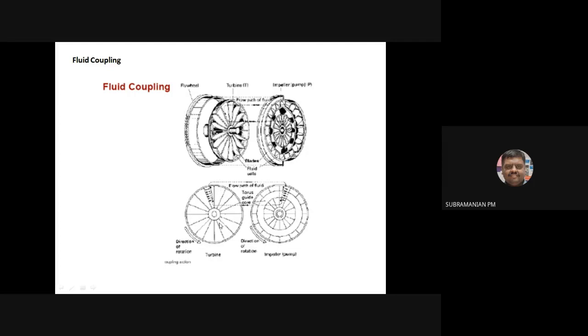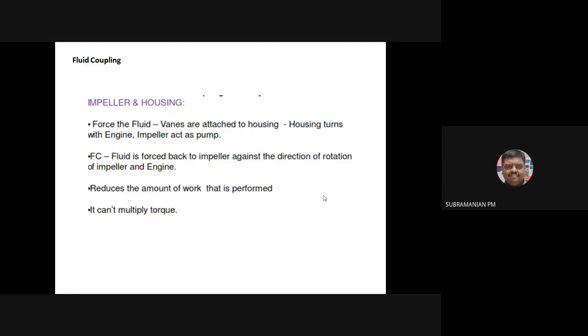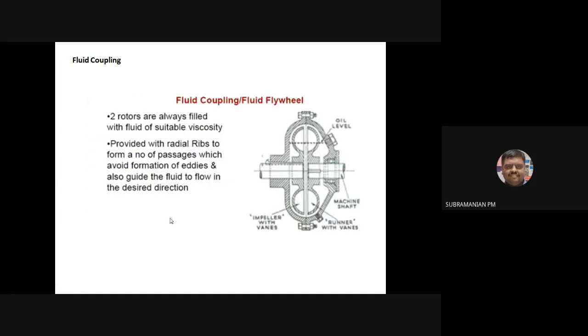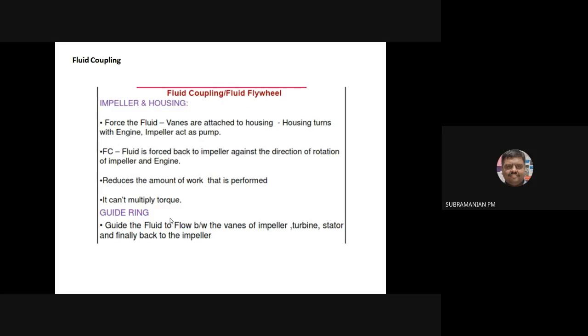Whereas in a torque converter, it will be the opposite. I already told you what happens with the centrifugal force. The main thing in a fluid coupling is that it can't multiply the torque. It will transmit the torque, but it can't multiply it.